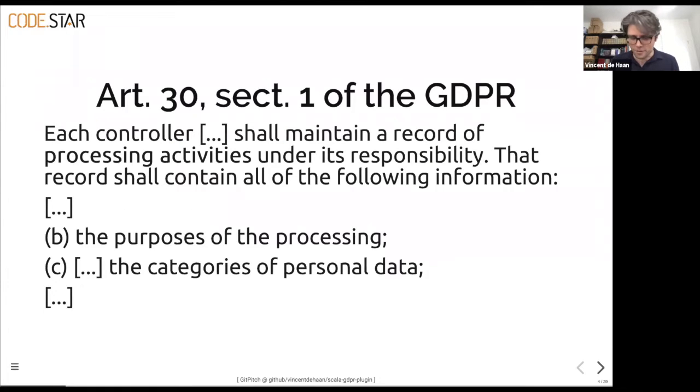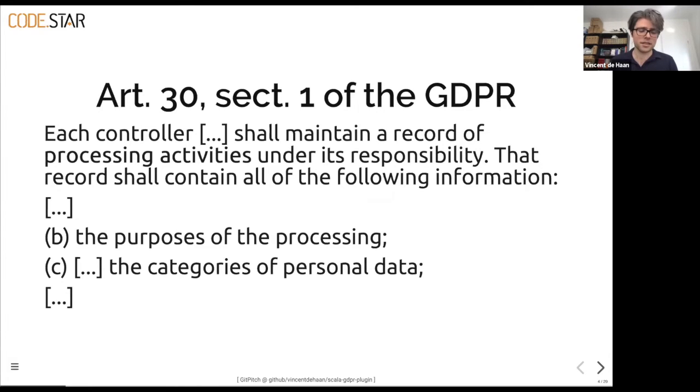All right, let's first give a short introduction into the GDPR, the General Data Protection Regulation, which was enacted by the European Union a few years ago. It says a lot about data protection, but one of the articles that is particularly interesting here is Article 30, which says each controller shall maintain a record of processing activities under its responsibility. That record shall contain all of the following information, and then there's a whole list, but at least you should know the purposes of the processing and the categories of personal data that go along with it.